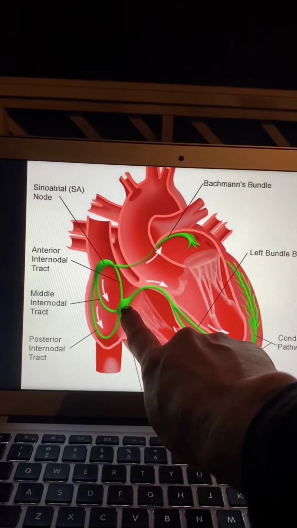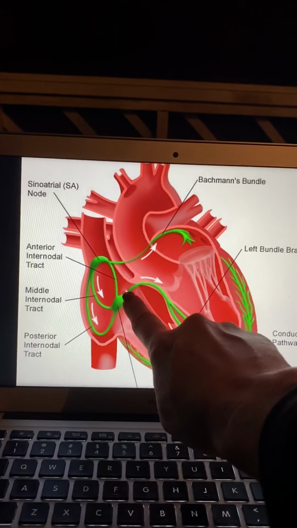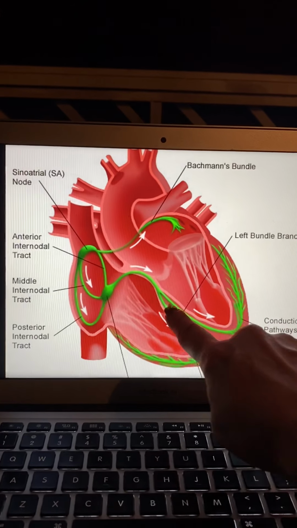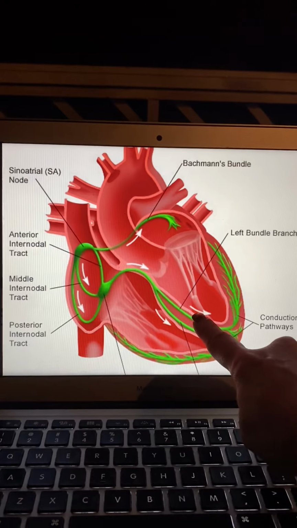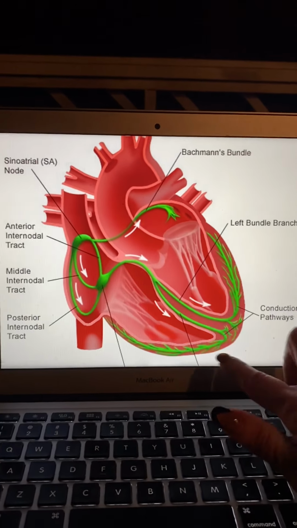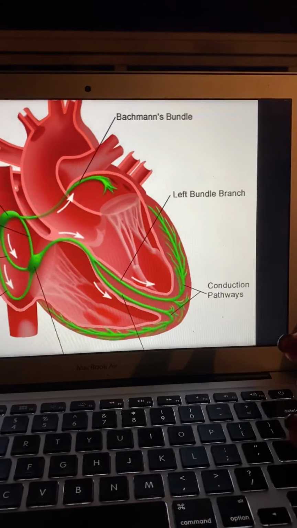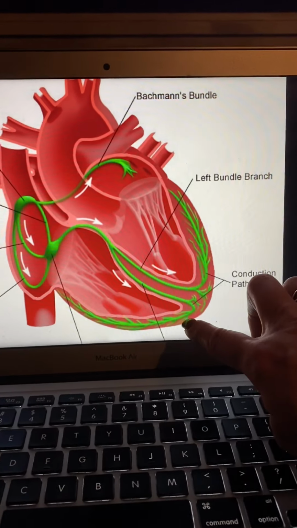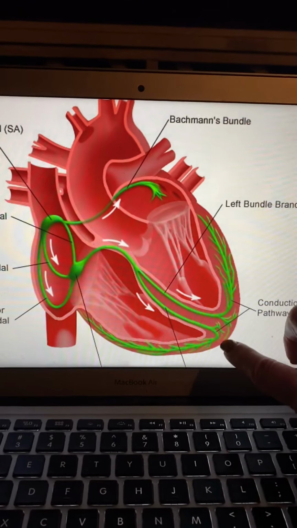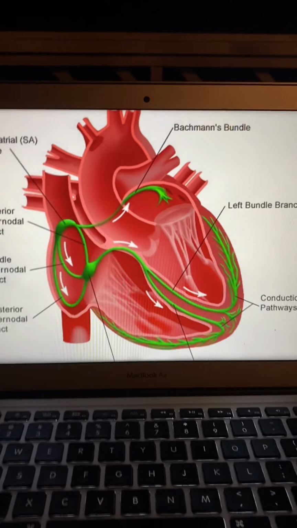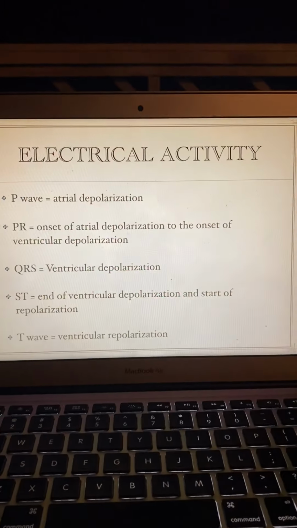It gets to your AV node, which is right here, through your bundle of His, which is right here. It separates into the right and the left bundle branches. And then here at the base of the ventricles, these little, they look like leaves to me. I don't know. Vines, that's a better word. Those vine-like substances are the Purkinje fibers.